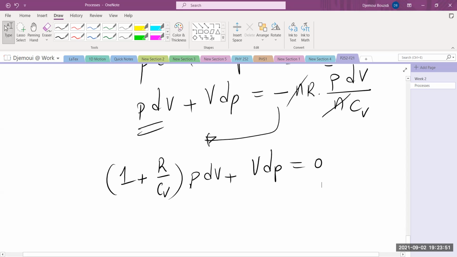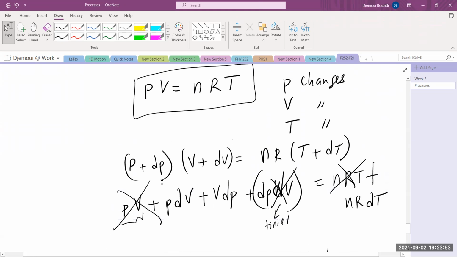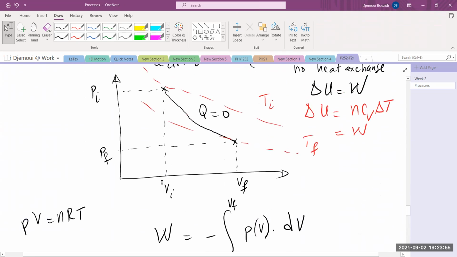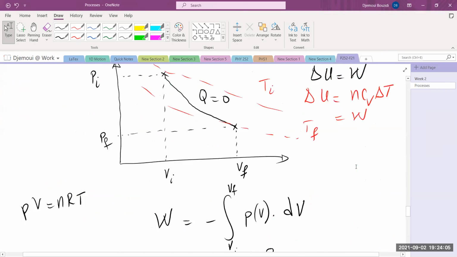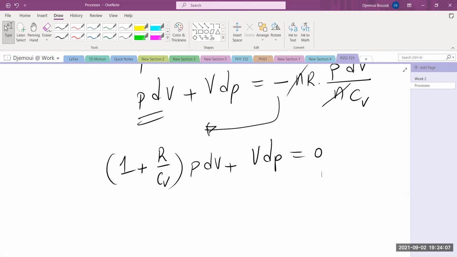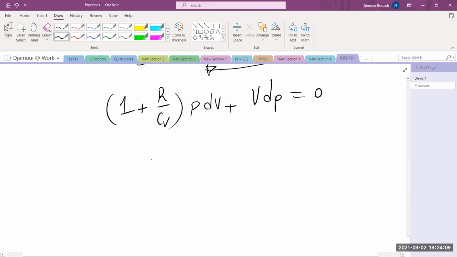Before I go any further, I know what this number is, 1 plus R over Cv. Isn't that just gamma? We just found it to be gamma. So this is actually gamma for this gas, times P dV plus V dP is equal to 0. In other words, I have a relationship between dP and dV. So all I have to do is integrate to find what this function I'm looking for is.